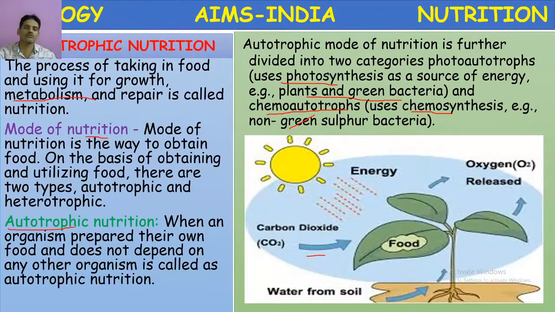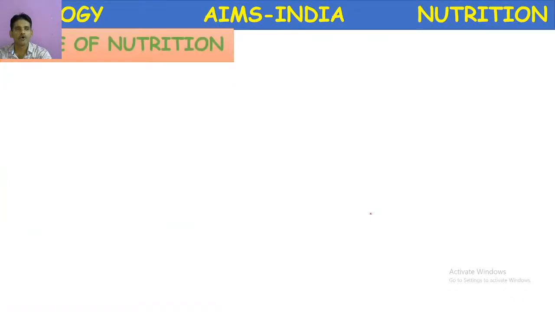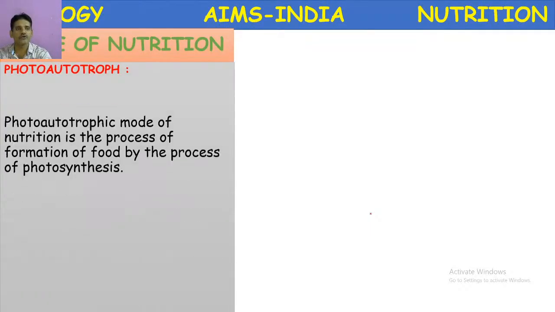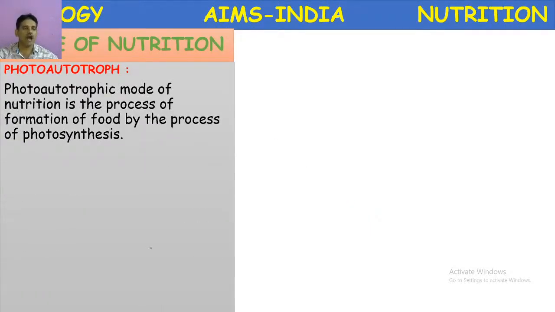So for autotrophic nutrition, what is the energy required for photoautotrophs? The energy is sunlight. If sunlight is utilized, then these organisms are called photoautotrophs. Let us proceed to how the process takes place. Mode of nutrition, photoautotrophs. Photoautotrophic nutrition takes place.